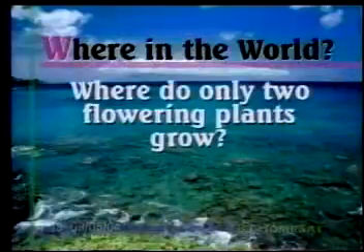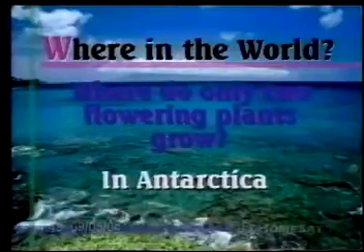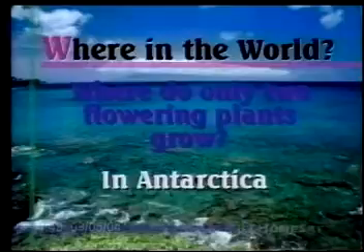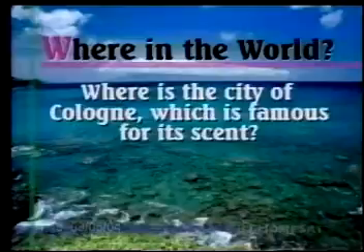And last time we had our Where in the World question, so let's look quickly and see what the answer to that is. Where do only 2 flowering plants grow? And that is in Antarctica. One of those plants is a relative of a carnation, and the other one is a flowering grass. And for our new question, see if you can discover where is the city of Cologne, which is famous for its scent.